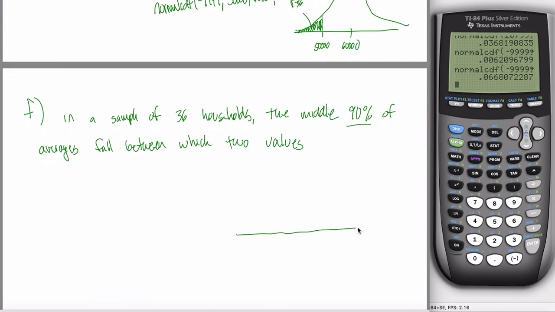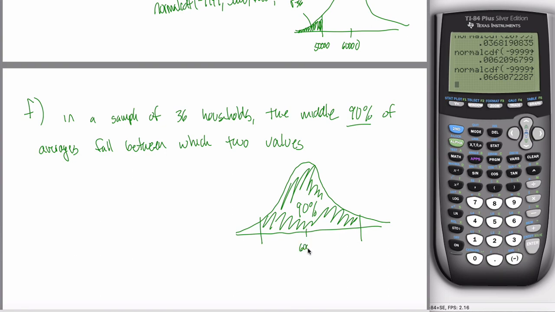If you're drawing a picture, you draw something that starts out looking approximately normal. Make sure you understand why. It's because 36 is still greater than or equal to 30. You want to capture the middle 90% of data. So here's 90%. And note that I'm putting it in the middle here. Shade in the middle 90%. Center, still 60,000. That hasn't changed at all. I've got to find this number and this number.